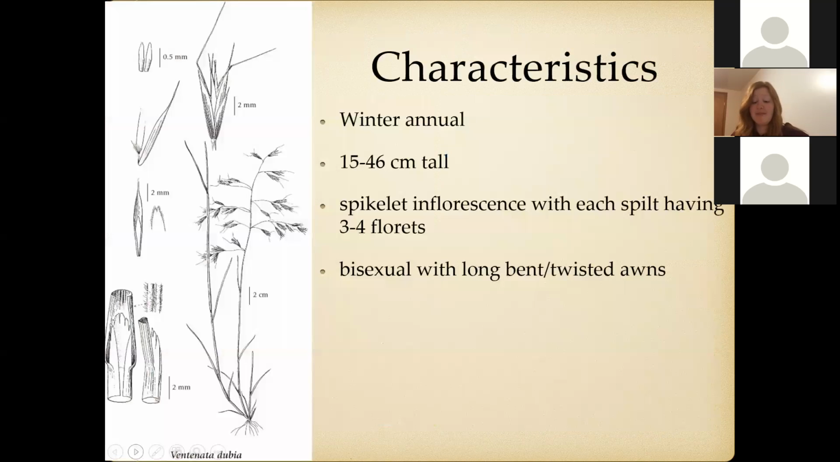So next I'm going to be covering the characteristics and life history of Ventenata dubia. Ventenata dubia is a winter annual from the Poaceae family. It grows an average of 15 to 46 centimeters tall and has a stalk that's quite stiff and wiry that looks smooth from a distance, but when magnified, it actually has thin hairs on it. The inflorescences are open and drooping with pyramid-shaped panicles, and the spikelets have about 3 to 4 florets each with long, bent, or twisted awns. These awns are really important for dispersal as they catch on clothing, fur, and other machines.